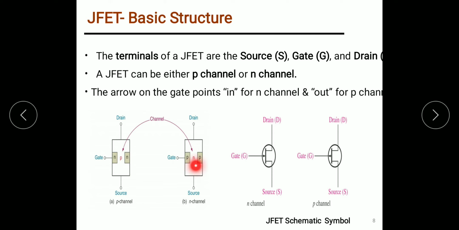Similarly, this is N channel because at the center we have N channel substrate and we have two P type gate regions which are connected to form a single gate terminal, and drain and source are connected to either side of this N channel substrate. These are the symbols we have already studied. The arrow of the gate points in for N channel and goes out for P channel. So you can determine whether it is N channel. If it is N channel, the arrow will be like this. It is pointing in, and for P channel it will be going out.